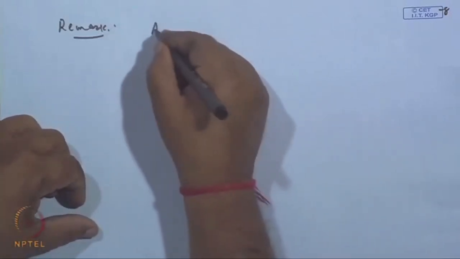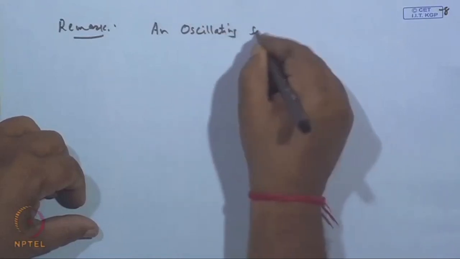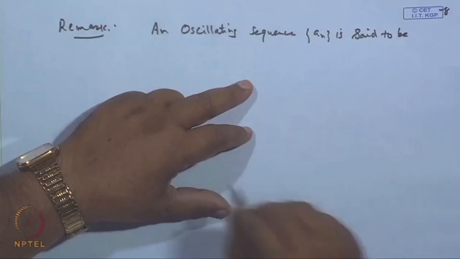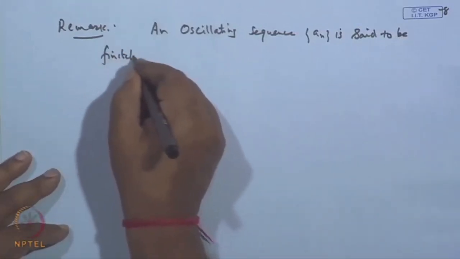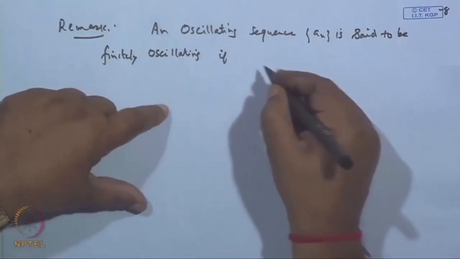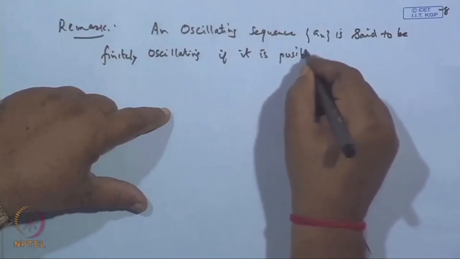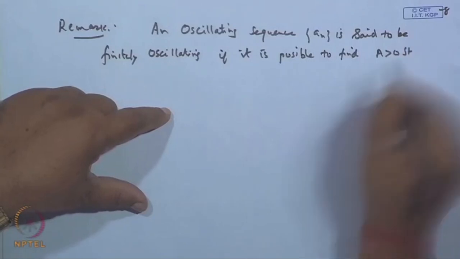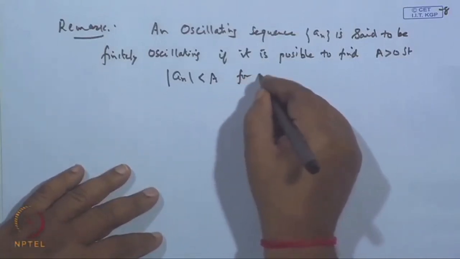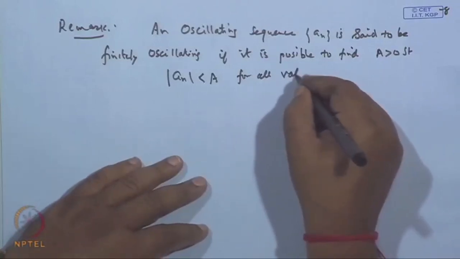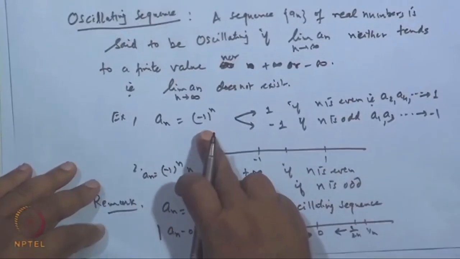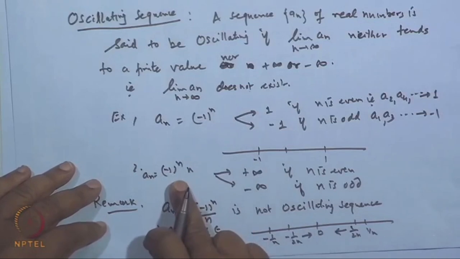An oscillating sequence a_n is said to be finitely oscillating if it is possible to find a number A greater than 0 such that all the terms of the sequence remain less than A for all values of n. This sequence is finitely oscillating because a number 1 can be obtained, so that the modulus of a_n is bounded.